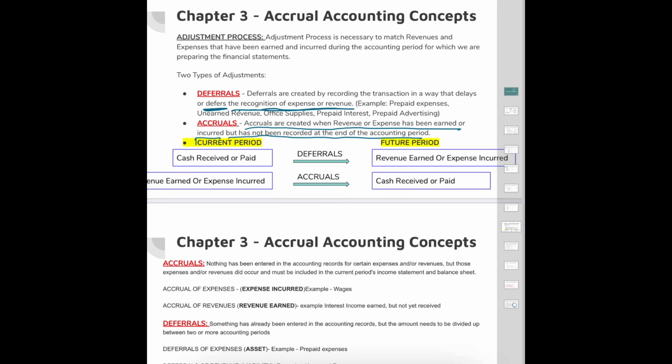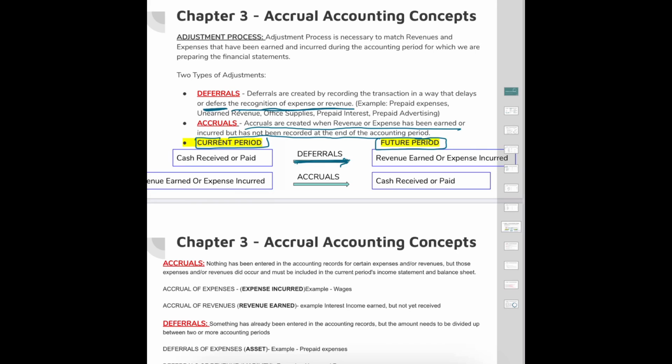Okay. So let's say you are in the current period and there is a time lag. This is the future period. When do deferrals occur? When the cash is received first. The cash is received in the current period, but the revenue will be earned in the future period. Same way, the cash is paid upfront, but the expense will be incurred in the future period. That is deferrals.